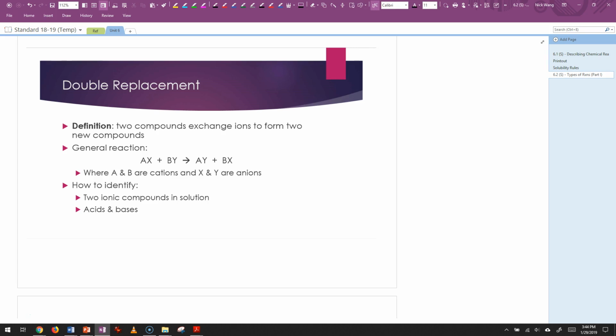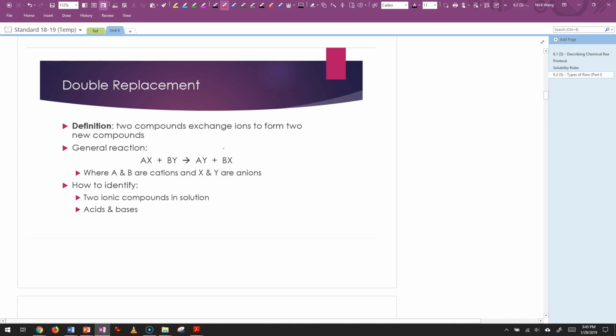So the general reaction you see right here has AX and BY, and the yield sign, forming AY and BX. The AX is the positive cation A and the negative anion X. B is a positive cation, Y is a negative anion, and they effectively just swap places with each other. So the positive of one combines with the negative of the other. Please do note that cations are always listed first. So that's why you see the A and the B first and the corresponding Y and X afterwards.